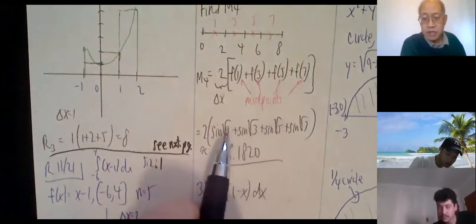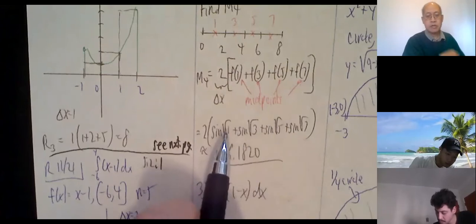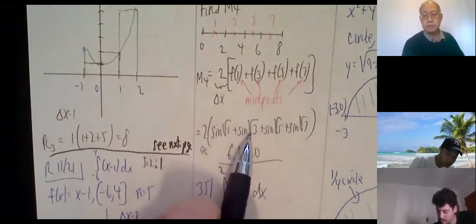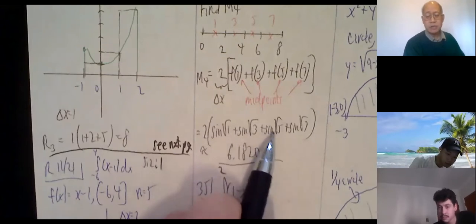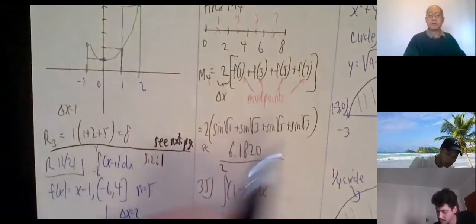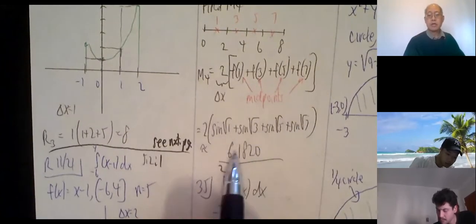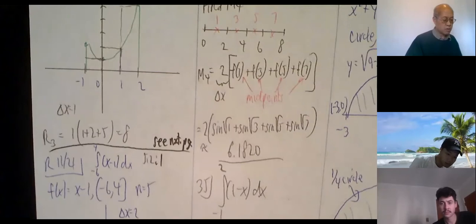I don't even know which of these are positive or negative. Okay, I'm pretty sure that one's positive. That one's positive, but just barely. And I think that one's in quadrant 3, so that's probably negative. But it doesn't matter, and who cares, right? So punch it in a calculator, 6.1820. That's my answer.